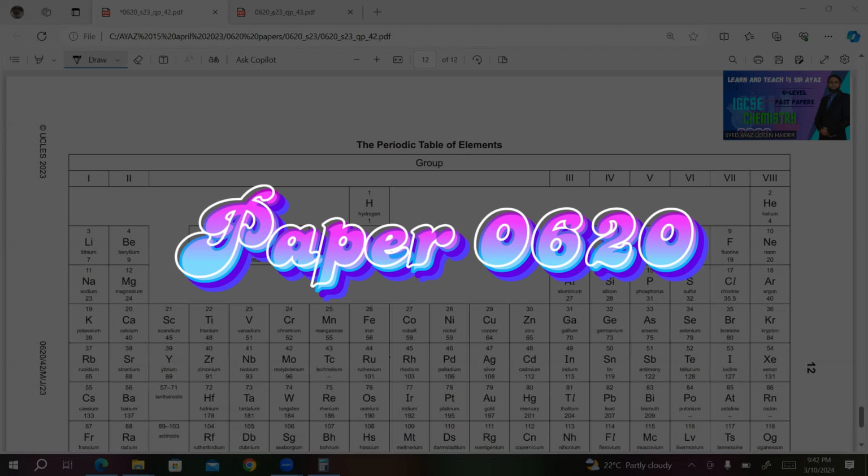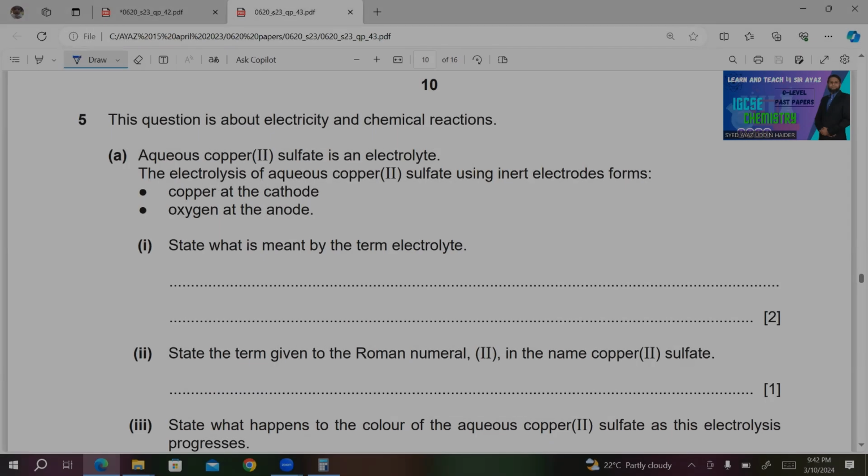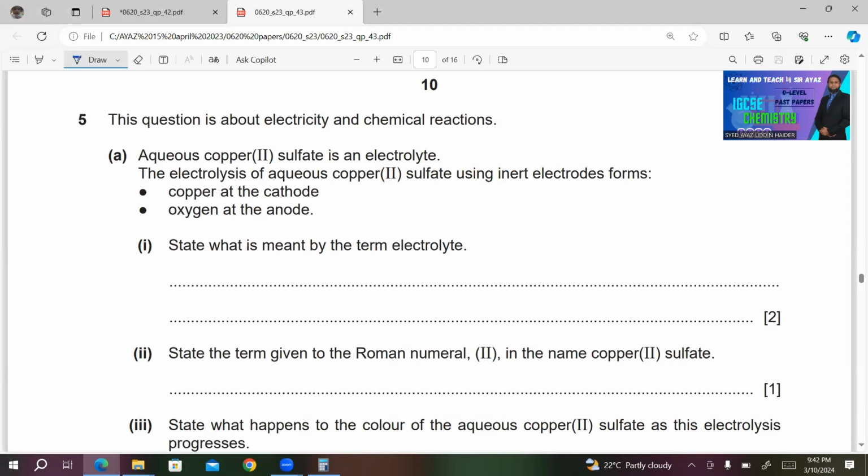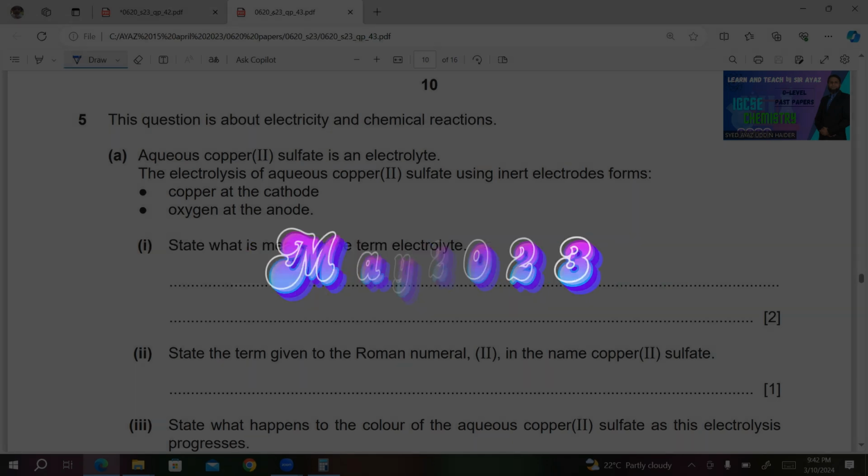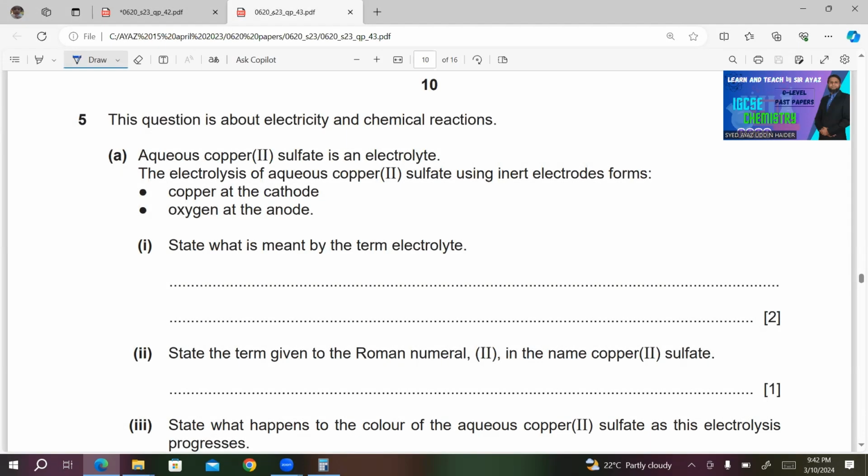So I was doing the paper 0620 and the variant is 43 and it's of May-June 2023. I'm done till question number 4. So let's continue from question number 5. This question is about electricity and chemical reactions.